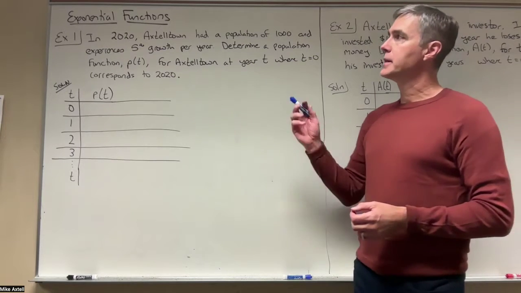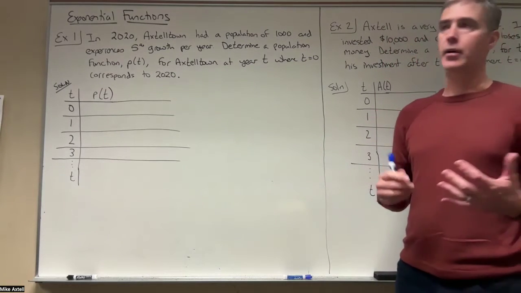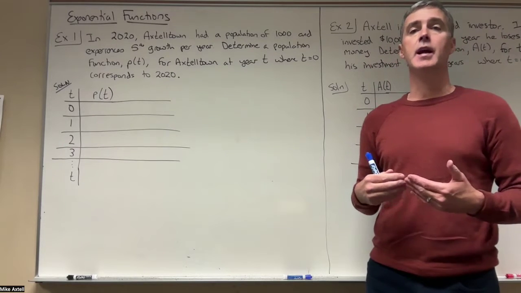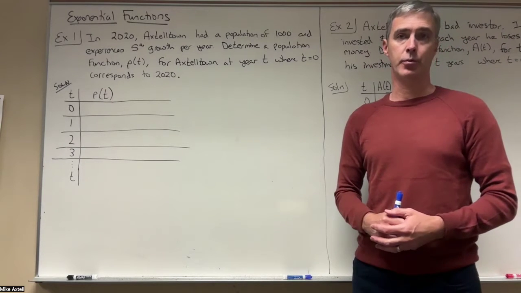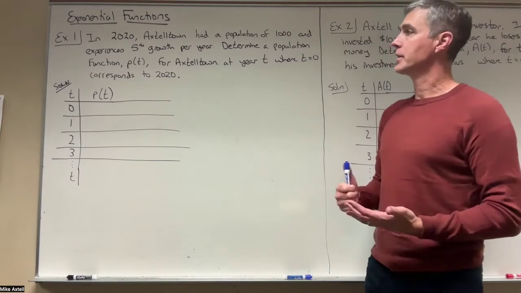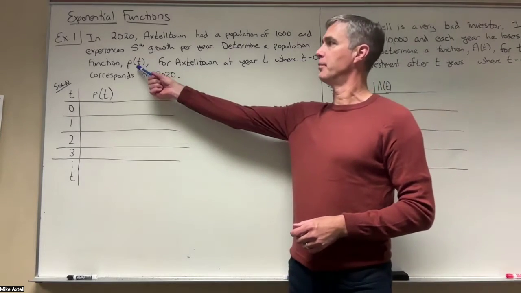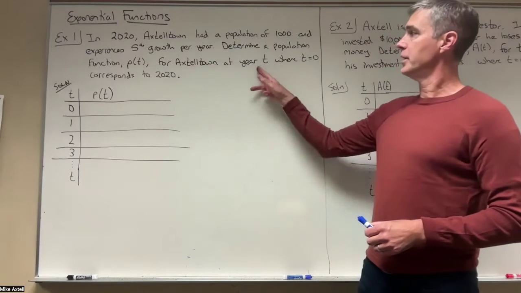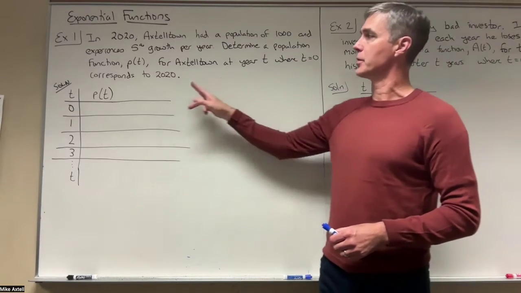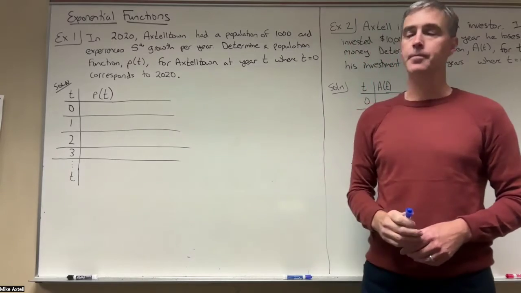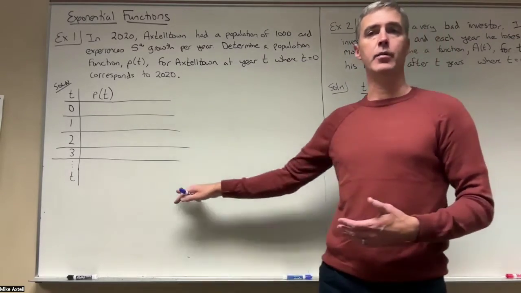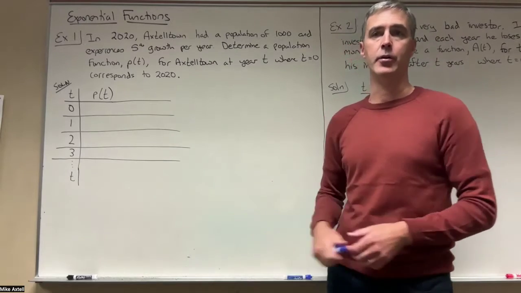In example one, we have a town with a population of 1,000 people in 2020, and it's experiencing a constant 5% growth rate each year. We'd like to come up with a population function, P of t, for the population at time t, where t is in years and t equals 0 corresponds to 2020. So I'm just going to fill this table in and hope to see a pattern that I can then write a function based on.